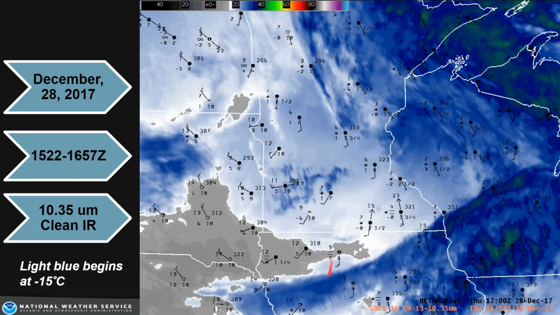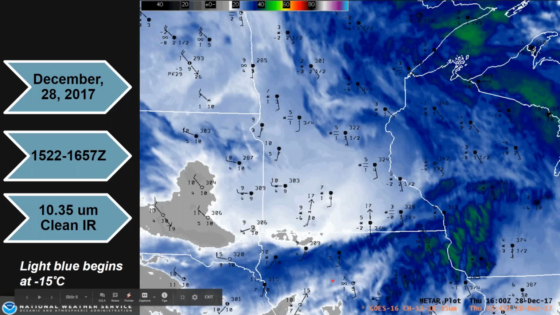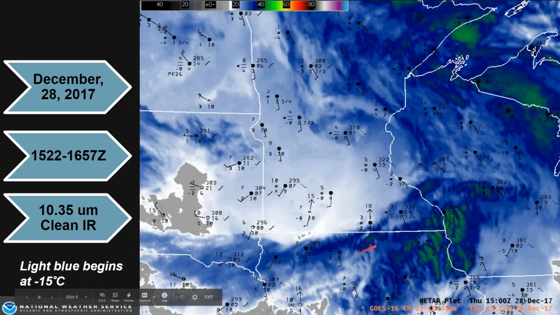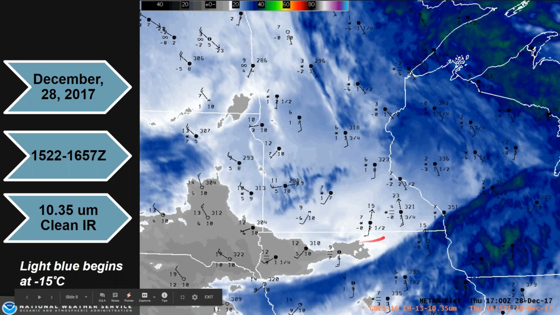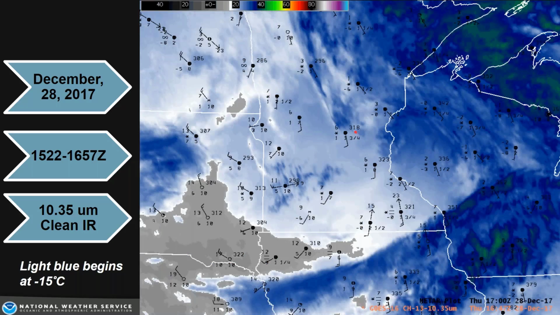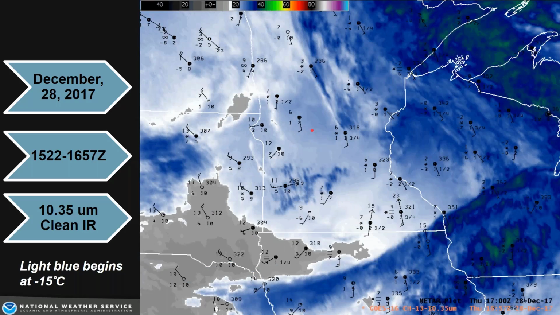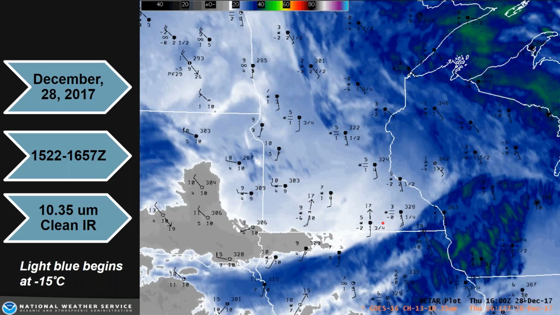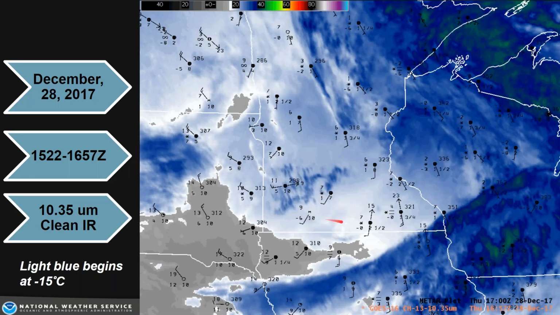So we jump into a short loop of the GOES East data at this time. This is just the clean IR channel, and we've highlighted in this the -15 Celsius temperature. So anywhere you see that blue coloring starting, the clean IR is sensing that the cloud top temperature is at least -15 Celsius. And you can see a pretty predictable, expected response at the surface. You're getting some snow showers.